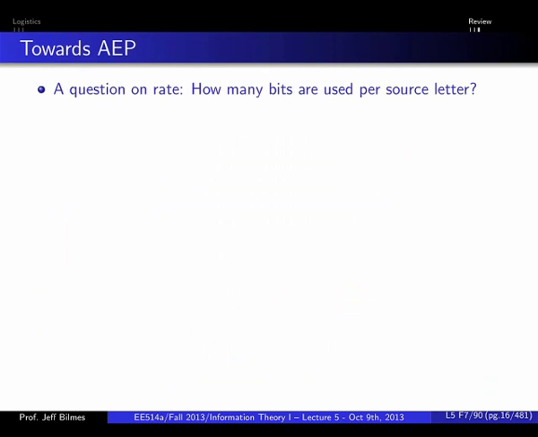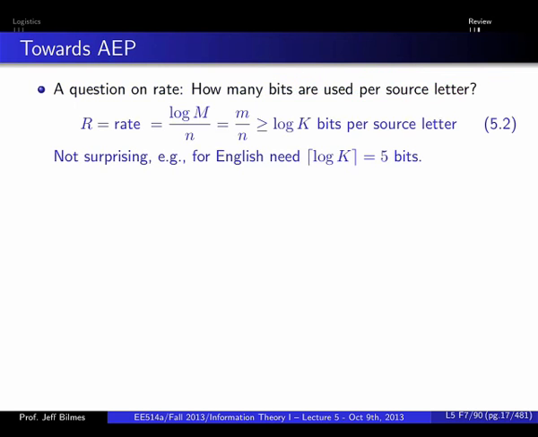Or another condition, when we think about it in terms of the rate. The rate is sometimes a little bit confusing to people, but basically what we mean is the number of bits per source letter. So the units of the rate are bits per source letter, if that's not clear. So the rate is R, which is m over n, lowercase m over n. So basically it's log k. So it's log k bits per source letter.